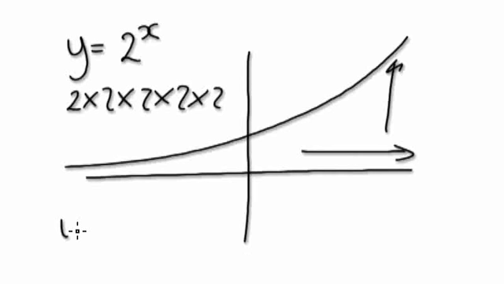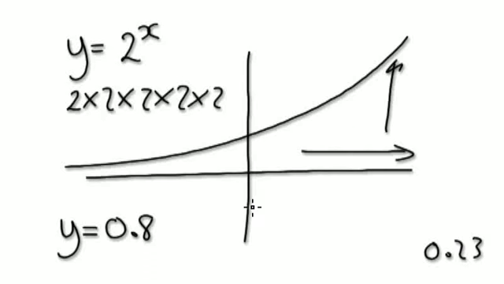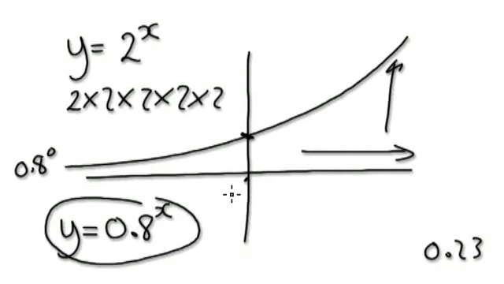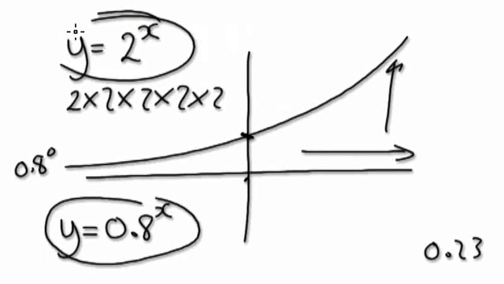Now, if you look at y equals, let's say 0.8, it could be 0.23, as long as it's less than 1. As you remember, 0.8 to the power of 0, when x equals 0, is still 1. So it crosses this thing here when x is 0, the same as this thing here. It crosses at 1.